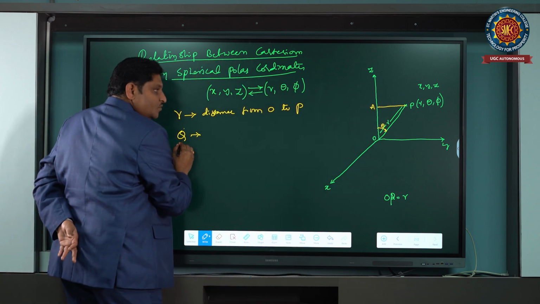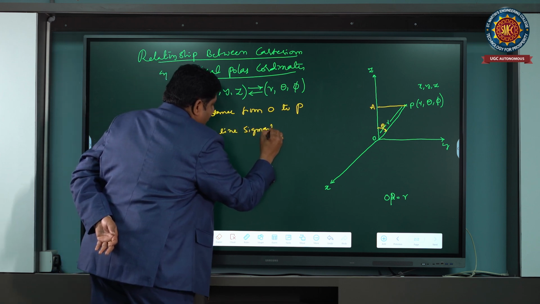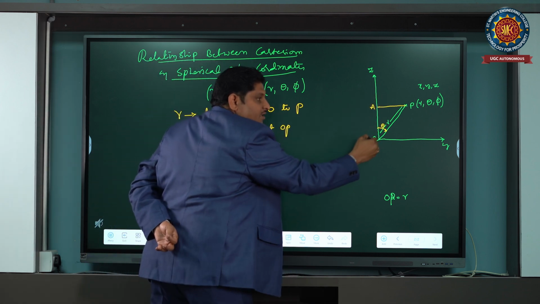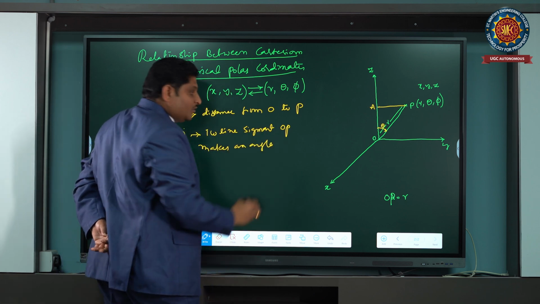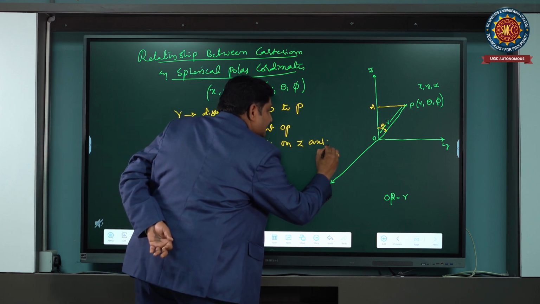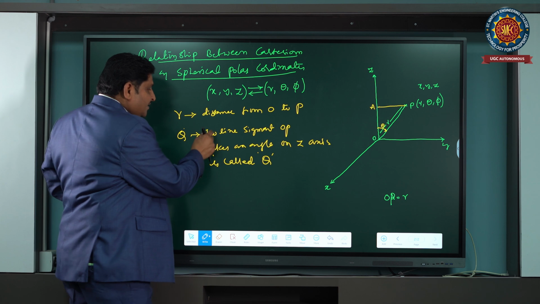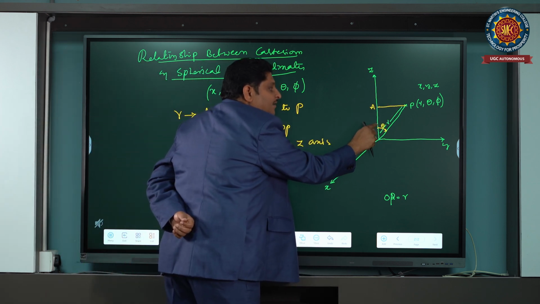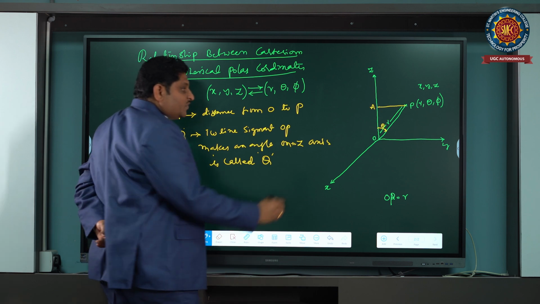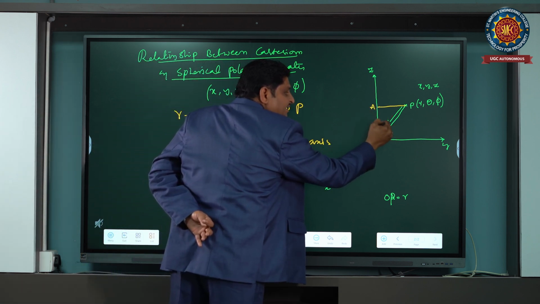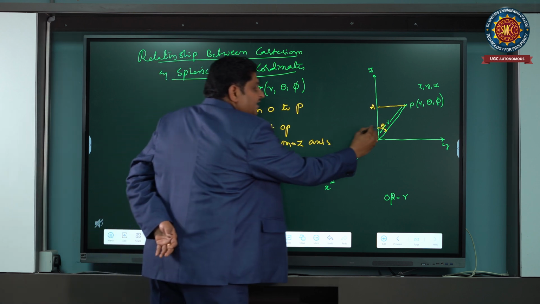Now what is theta? The line segment OP makes an angle on the Z axis, the positive Z axis at a point A, which is called theta. So now we have considered one perpendicular line. It intersects at a point A and theta is the angle.